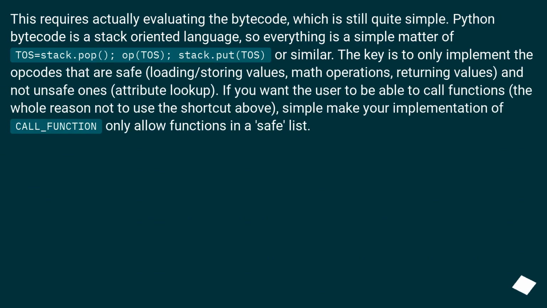Python bytecode is a stack-oriented language, so everything is a simple matter of TOS = stack.pop(); op(TOS); stack.put(TOS) or similar. The key is to only implement the opcodes that are safe: loading/storing values, math operations, returning values, and not unsafe ones like attribute lookup. If you want the user to be able to call functions, the whole reason not to use the shortcut above, simply make your implementation of CALL_FUNCTION only allow functions in a safe list.